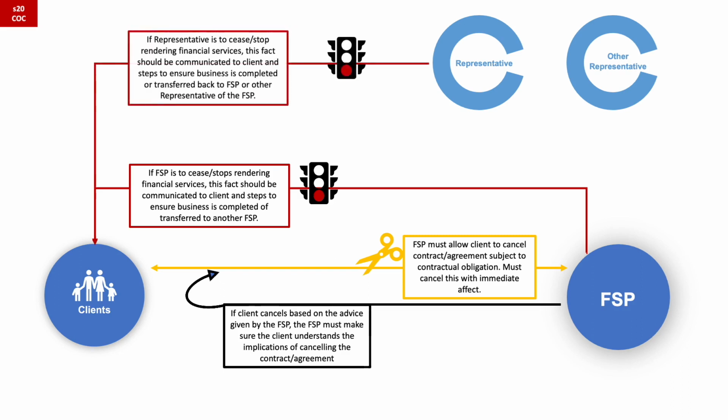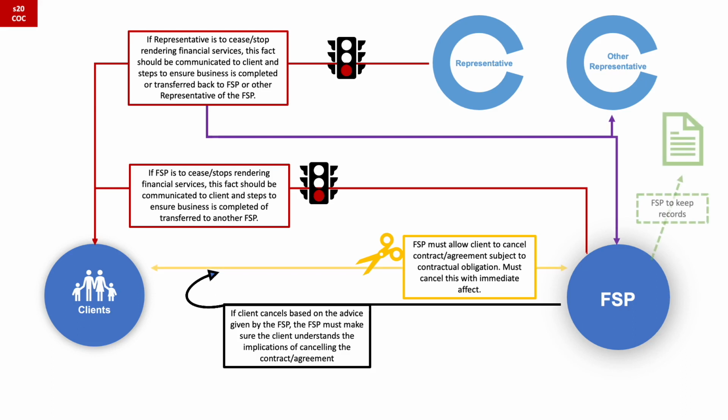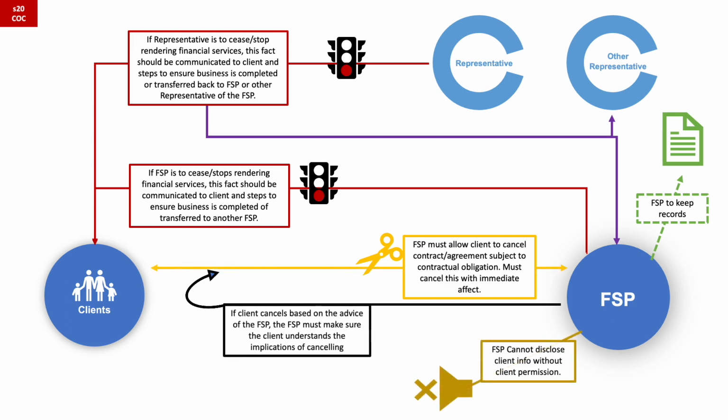If the representative or the FSP is debarred, ceases or stops to render financial services, then this fact should be communicated to the client and steps should be taken to ensure that any business is completed or transferred back to the FSP or another representative of the FSP. It is important to remember that the FSP must keep records of their interactions with their clients, and that the FSP cannot disclose any client's information without the client's written permission and consent.